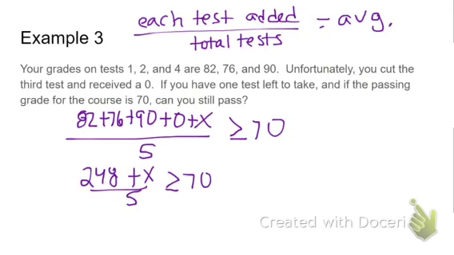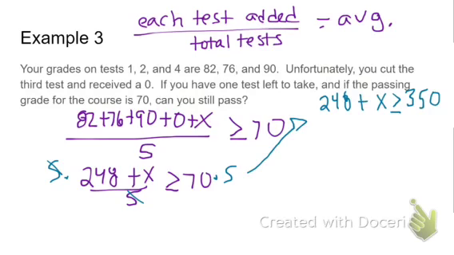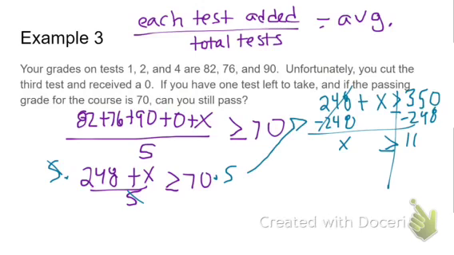We're going to start by getting rid of that 5 on the bottom, because that's dividing both the 248 and the x. So I'm going to multiply both sides by 5, and we get 248 + x has to be greater than or equal to 350. Subtract 248 on both sides, and we get x has to be greater than or equal to 102.